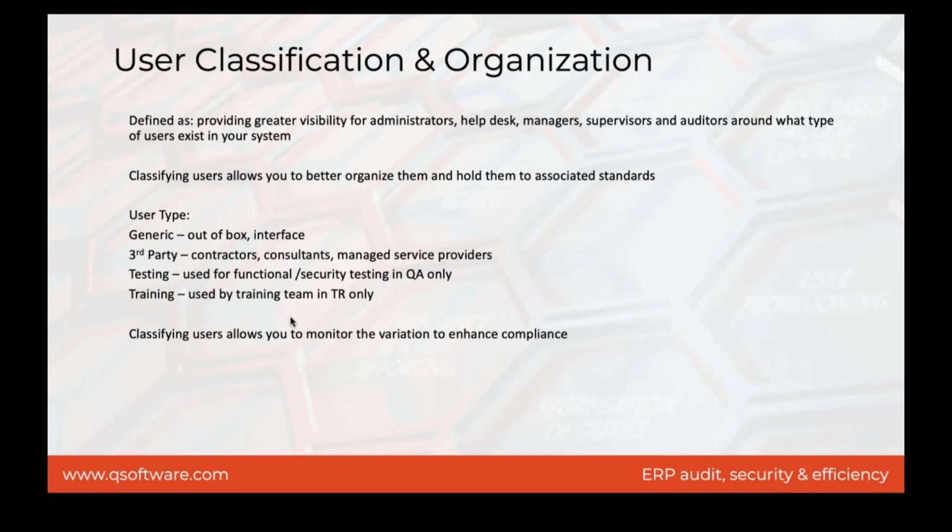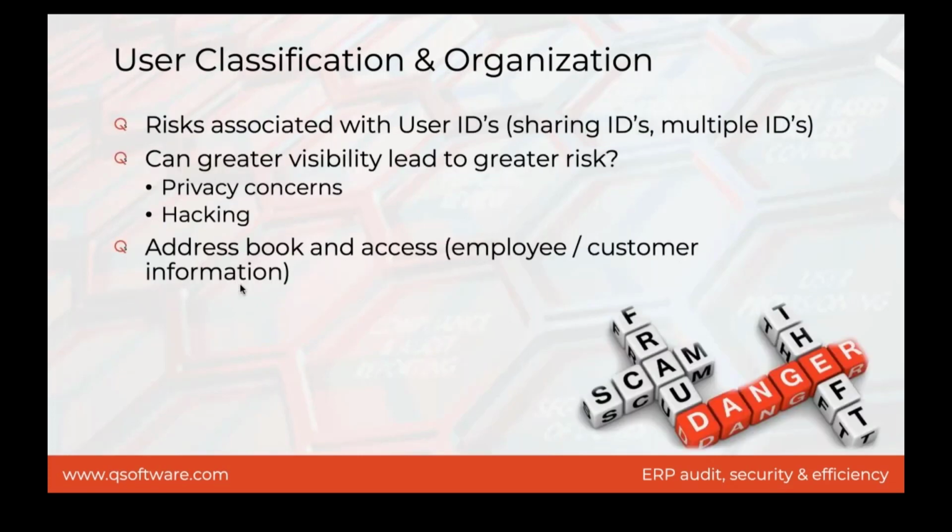All right? And we see it as 4 types of user. Right? There are generic normal users, but you've also got 3 other types. All right? Third parties. How do you manage third parties? You need to give them a user type that's easy to identify and preferably easy to track, but also then testing and training users. So think about your classification, think about how you set them up.